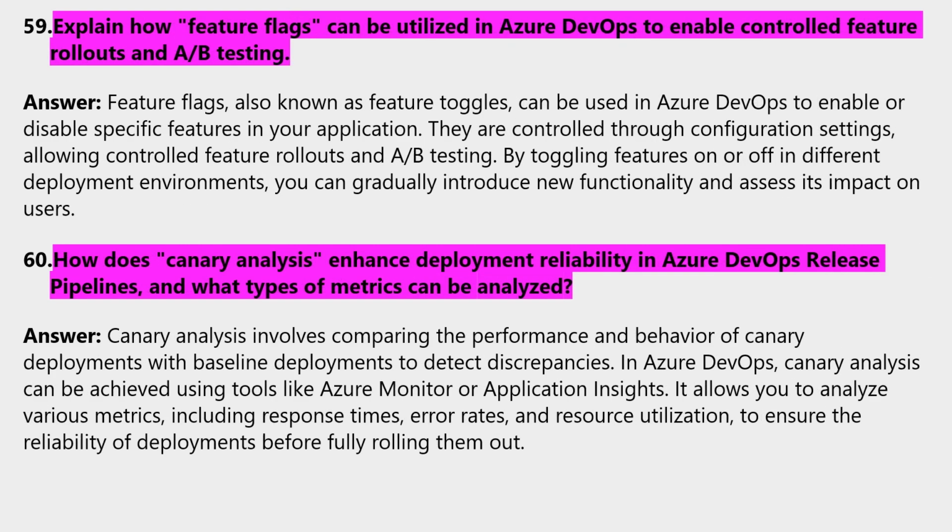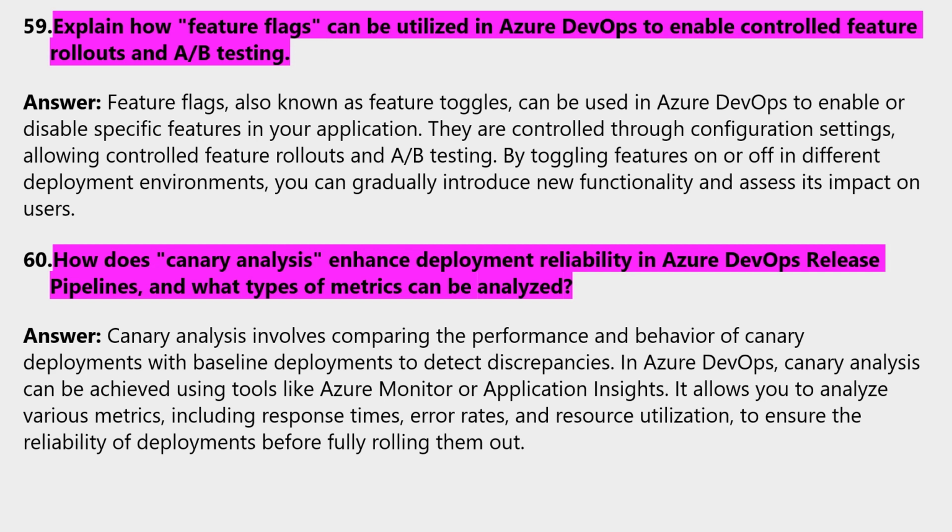Explain how feature flags can be utilized in Azure DevOps to enable controlled feature rollouts and A/B testing. Answer: feature flags, also known as feature toggles, can be used in Azure DevOps to enable or disable specific features in your application. They are controlled through configuration settings, allowing controlled feature rollouts and A/B testing. By toggling features on or off in different deployment environments, you can gradually introduce new functionality and assess its impact on users.